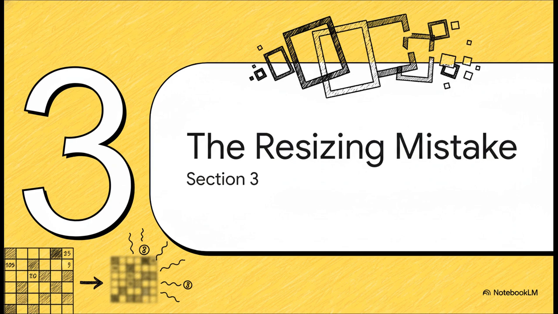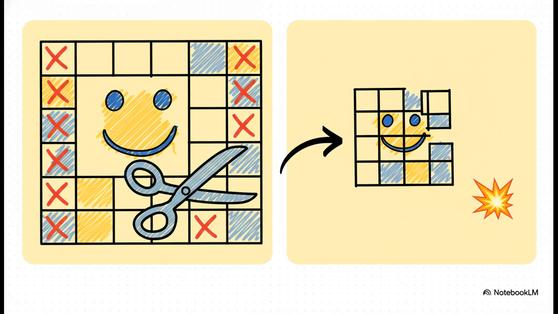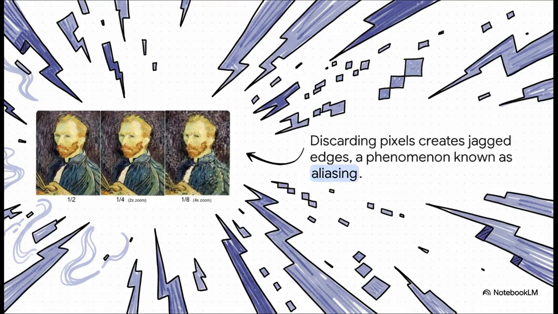Okay, so now that we know that images are really just grids of numbers, let's look at the most obvious, common sense way to make one smaller and see exactly why it's such a disaster. So the simple idea seems totally logical, right? If you want to make an image half its size, well, you just throw out half the data. You just go in and delete every other row and every other column. But here's the problem. You're not just deleting numbers from a spreadsheet, you are throwing away critical visual information. And this is what you get.